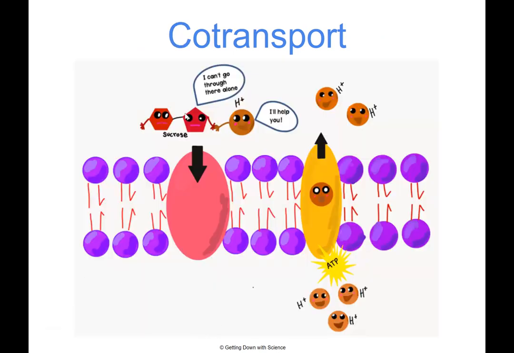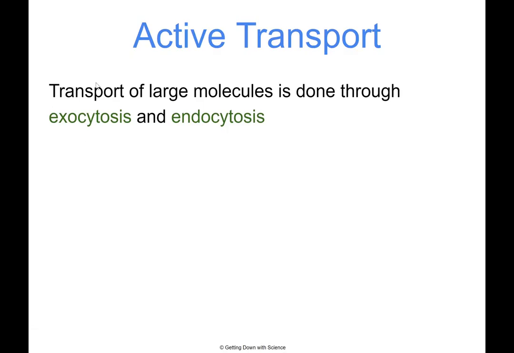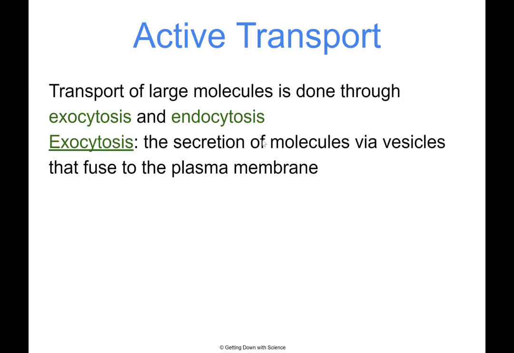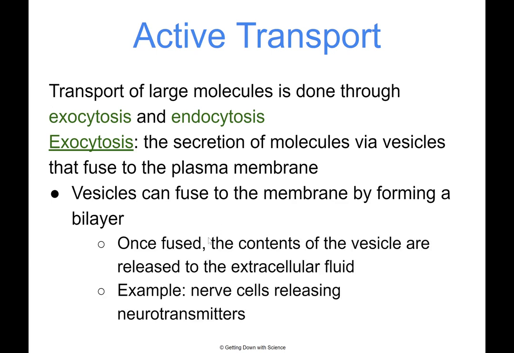And so here's our sucrose. They're holding on to the little hydrogen, and because the hydrogen's allowed to go across, it brings the sugar with it. Okay, and so then we have really large molecules, and for the big molecules, typically we use exocytosis and endocytosis. So exocytosis is where we're secreting molecules using vesicles out through the plasma membrane. So they're released out into the extracellular fluid. For example, nerve cells release neurotransmitters like dopamine.